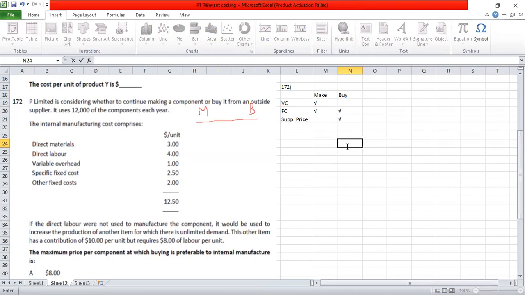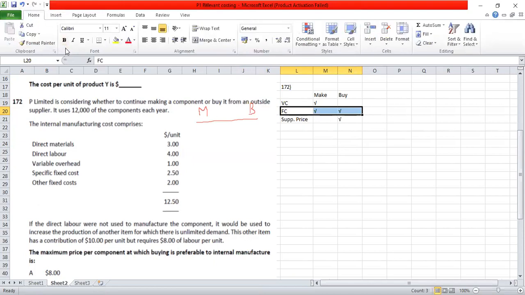So here in this case, we see that there is one cost which is completely irrelevant. This is irrelevant because it is not changing with the decisions. Whether they make it or whether they buy it, it will be incurred. So this can be mentioned as irrelevant cost.